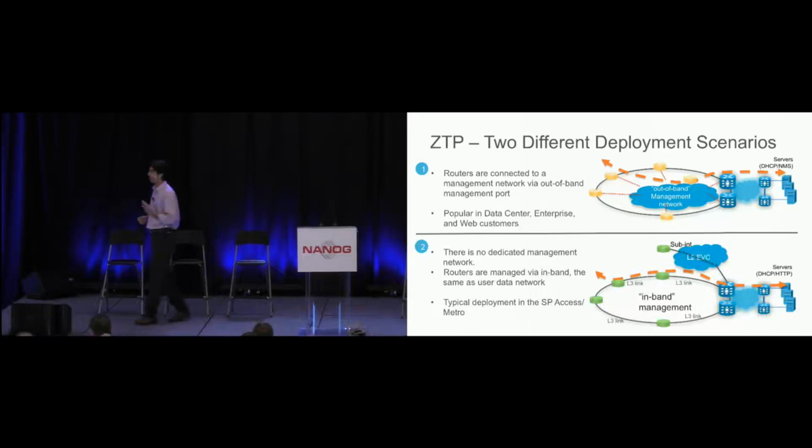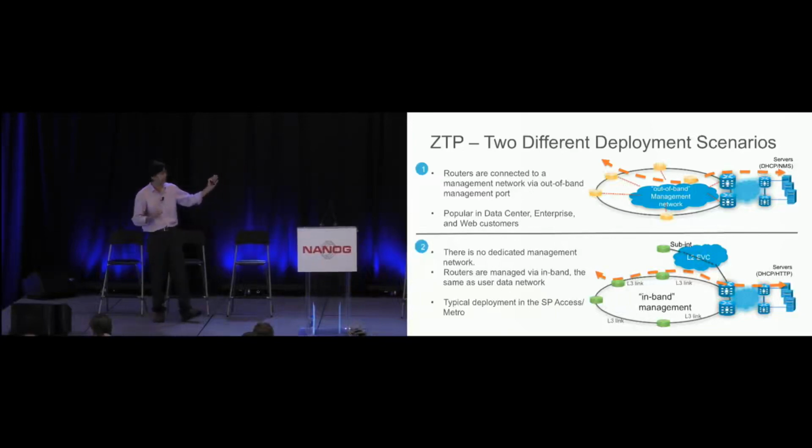So there are two different kinds of deployment scenarios. One is applicable to enterprise customers, web customers, and data centers, which is based on out-of-band management. If you are talking about routers that are all close to each other, then it's not a problem. You can have a separate network for your management.